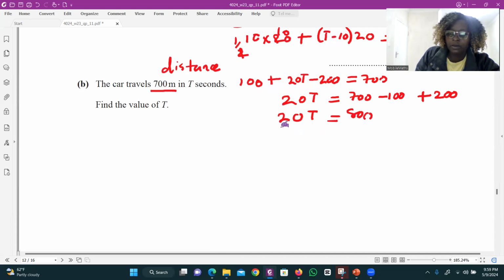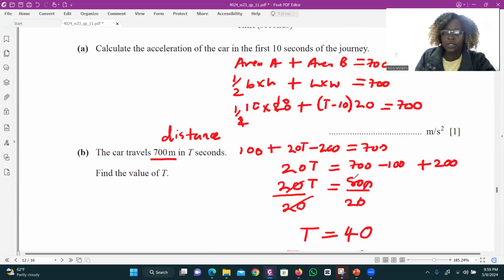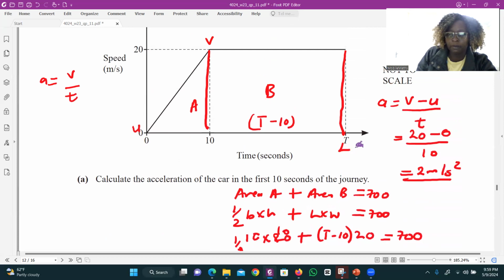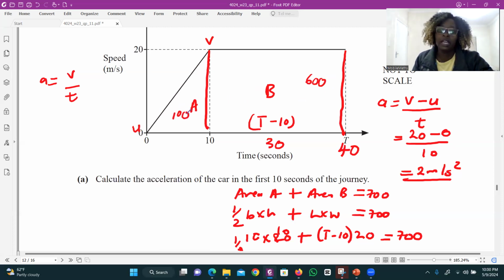Okay, so we can divide both sides by 20. So this side, they cancel off each other. So our t is equal to 2 into 8, that's 40. So it means our t is 40. You can double check. If you say this is 40, this portion here becomes 30. Okay, 30 times 20, that gives us 600. Then here is still the same, we get 100. So that's how we got the 700 there.